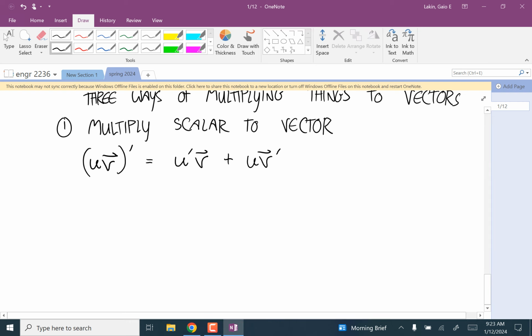Usually we're going to be taking the derivative with respect to time. Partly I'm just doing this to show you some notation that you're going to see. Okay, so what if you want to take the derivative of this whole thing? That's what that line means. We want the time derivative of that whole thing. It's going to be the time derivative of the scalar times the vector plus the scalar times the time derivative of the vector.